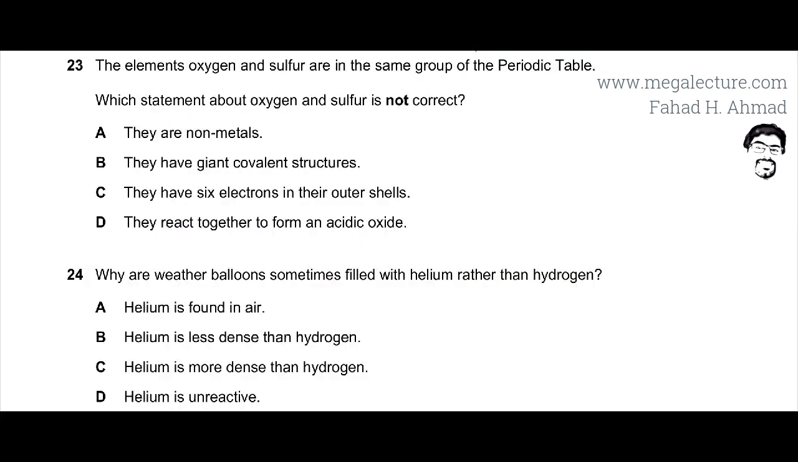That would be your correct answer for this question. The following question reads that the elements oxygen and sulfur are in the same group of the periodic table. Which statement about oxygen and sulfur is not correct? So what's the group? It's group 6 of the periodic table. They're both in group 6.